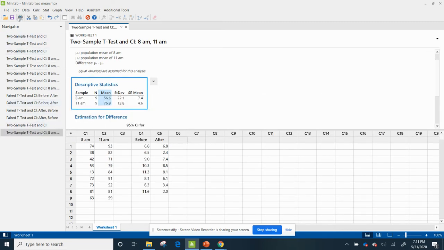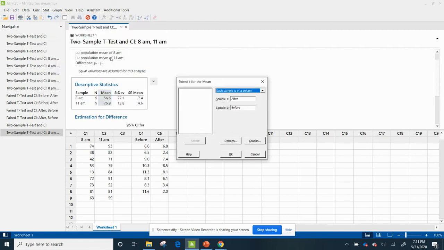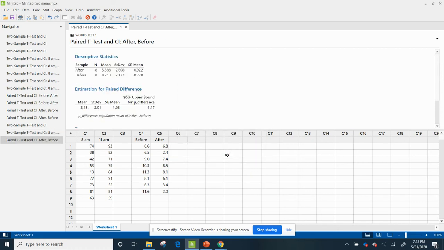This actual Minitab sheet, when I was making the PowerPoint before and I was playing with everything, you can see I have everything that I've done before in here. Stats, basic statistics, paired t-test. Okay, each sample is in a column. So the first one was after, and the second sample is before. Okay, why? Because it wanted to know if it lowered it. All right. So, hit OK.